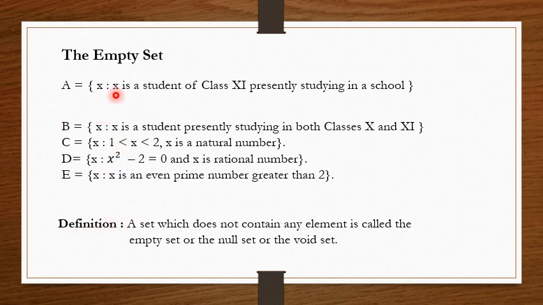The definition of the empty set: a set which does not contain any element is called the empty set, or the null set, or the void set. That is, the empty set contains no elements.